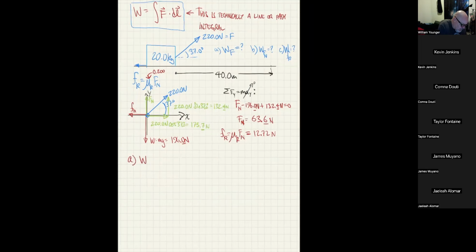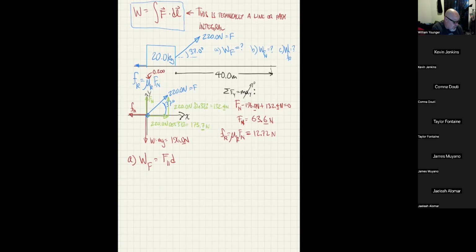Part A, what is the work done by the force? Well, we defined it earlier as F parallel times D. Since I actually worked out the components of the force F, I don't have to actually use any cosine or anything like that.